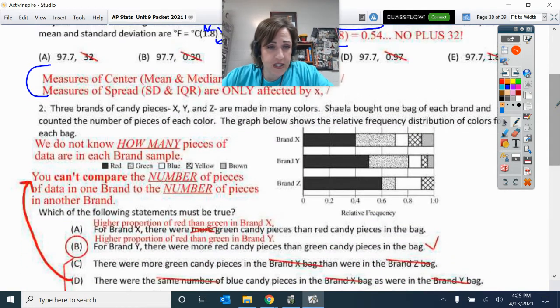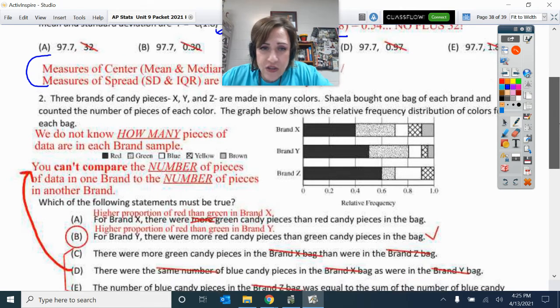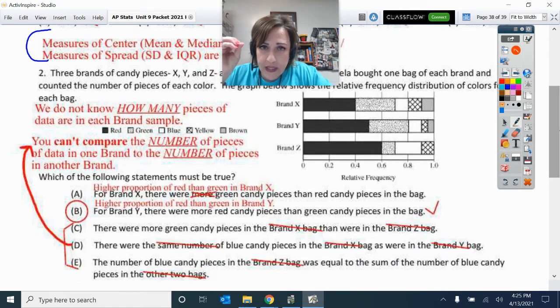Now, here is a good one. We have 3 different brands of candy, X, Y, and Z. Which of these statements must be true? I can tell you what's going to happen in here. I knew before I even looked at this problem the kind of things that were going to get thrown at you to see if you knew.